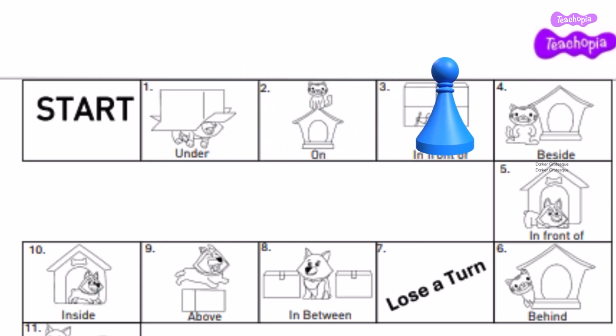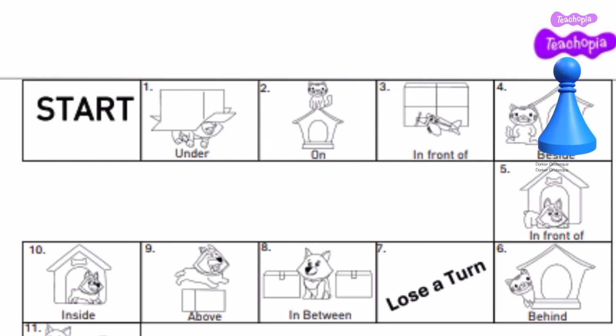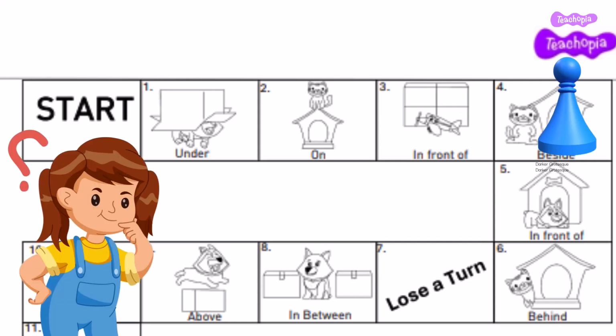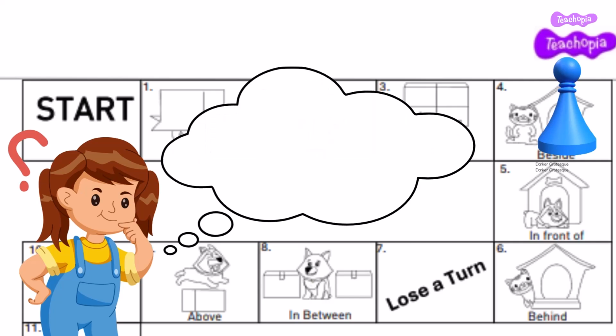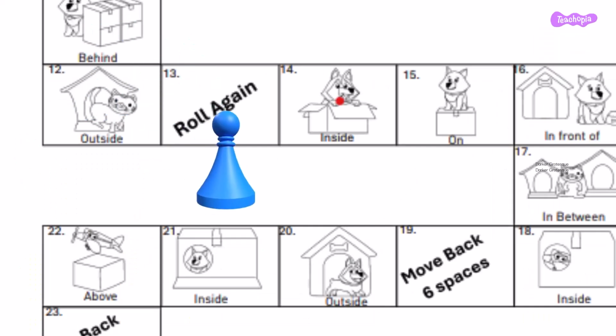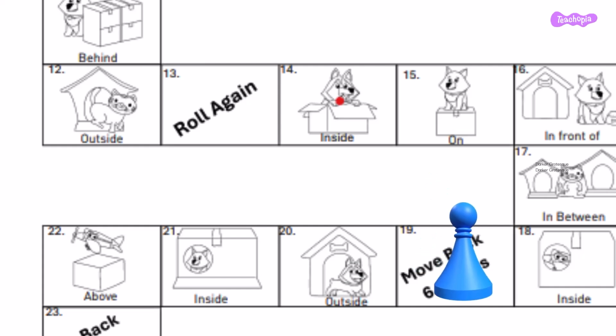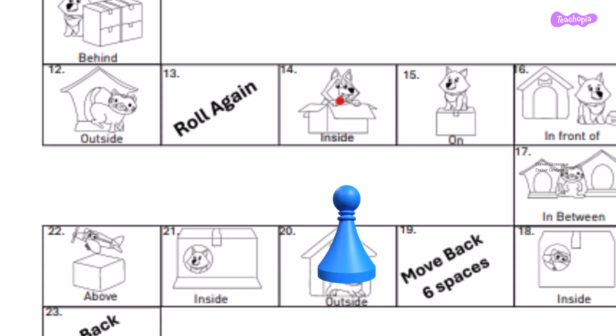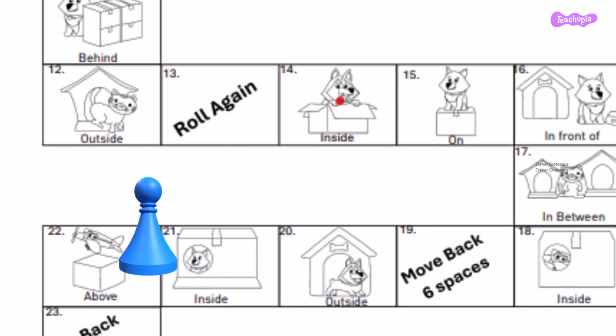For example, if the pawn has moved 4 places, the child has to come up with a sentence using the preposition that is given in the box. For example, here, the preposition given is beside. The child can think and come up with a sentence like, my friend sat beside me. Now, if the child moves onto one of the googly boxes, for example, the box that says move back 6 spaces, help the child move the pawn back 6 places and use the preposition accordingly.